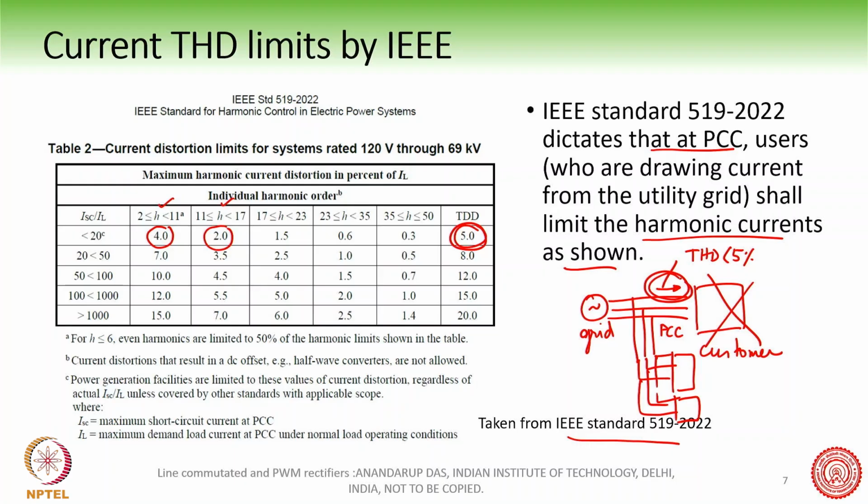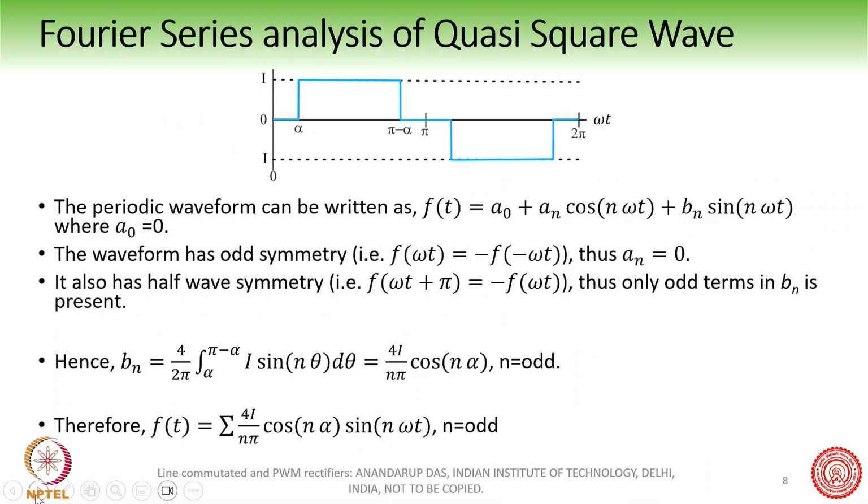Before we do that, we have to first understand these terms: what is total harmonic distortion, what is distortion factor, what is displacement power factor, etc. This we will cover in this lecture, and then we will start seeing some of the solutions in the next lecture. So let us first understand the properties of this kind of quasi square wave current which is drawn by these rectifiers.